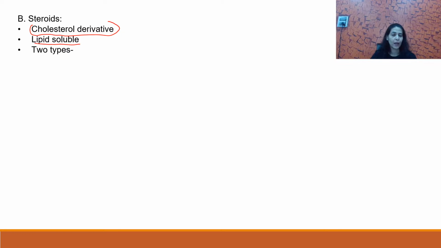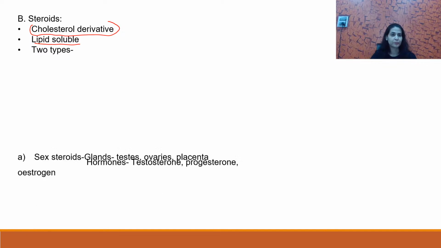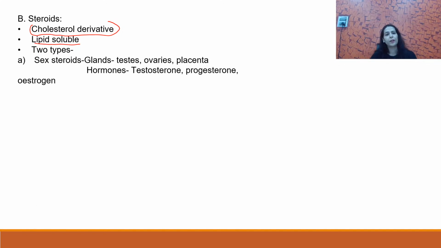Okay. Now, two types. Sex steroids, right? So steroid hormones are of two types. They are sex steroids, produced by the gonads or glands, that are testes, ovaries, and placenta, and they produce hormones like testosterone, progesterone, and estrogen, to name a few.